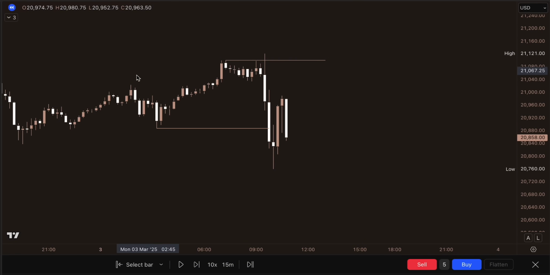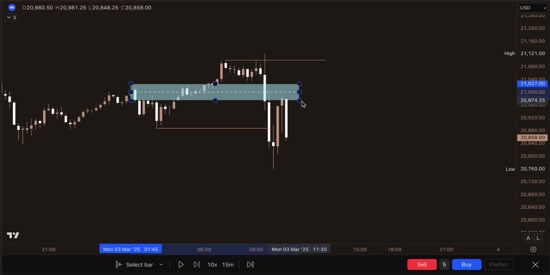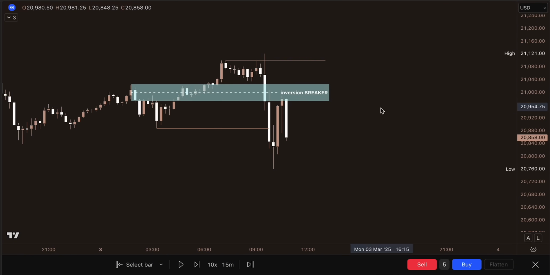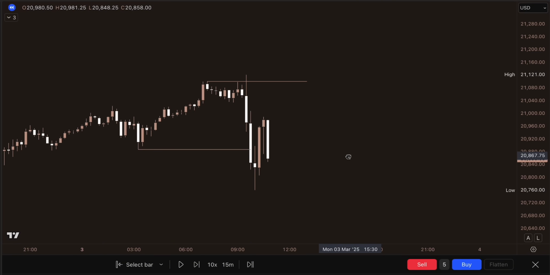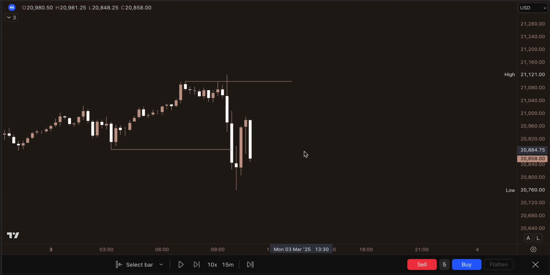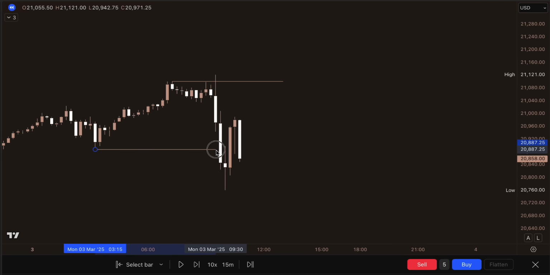Also, whilst we're here, I'd like to teach you that every PD array can be inversed, not just an IFVG, not just an FVG. This right here is an inversion breaker. See that? High, low, lower low, higher high. Anyways, that's that. Those are the 4 highest probability entry models that you can use.